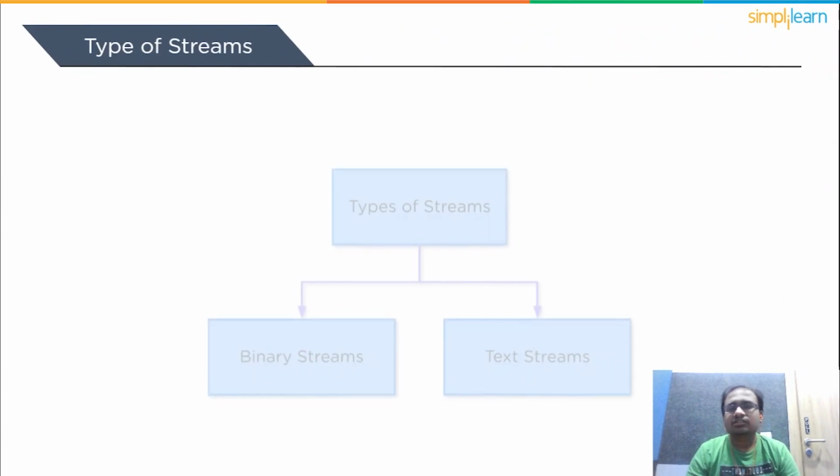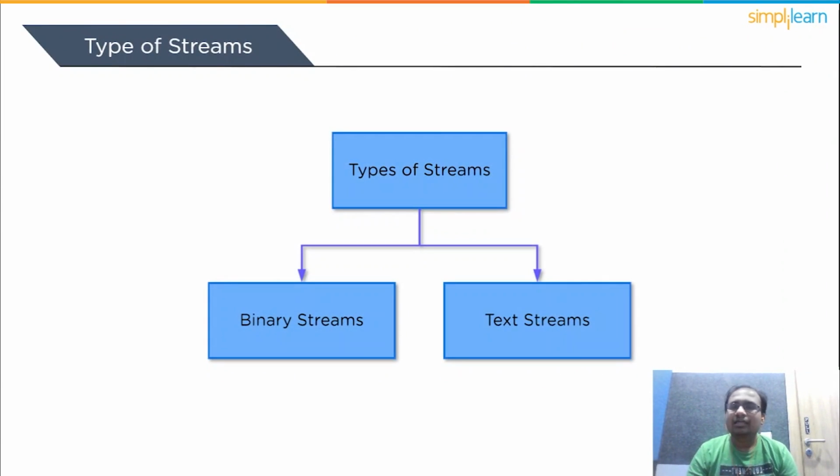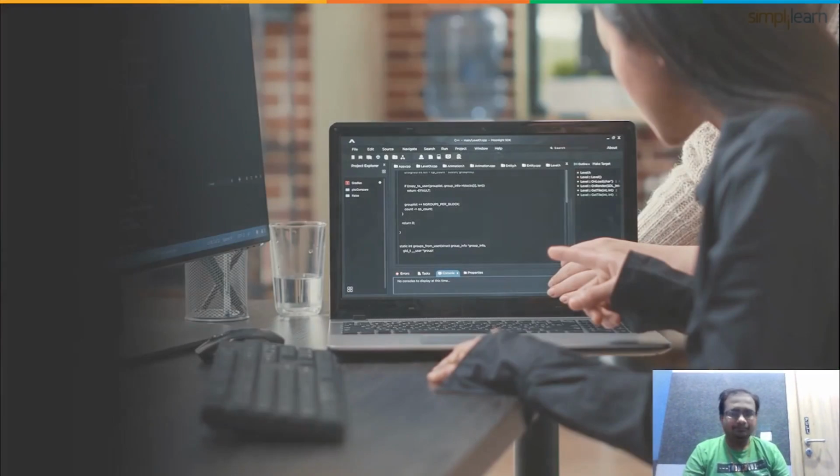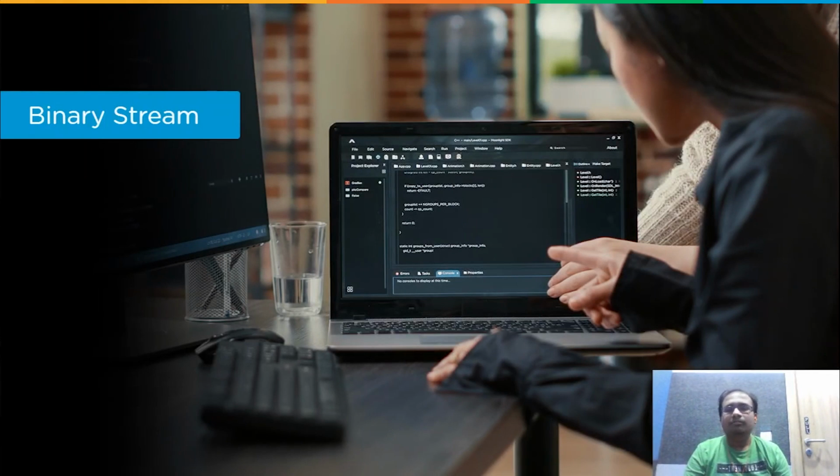Next, let's go over the types of stream. There are two types of streams defined. First, we have binary streams. Then, we have text streams. Let's discuss them in detail. First, let's have a look at binary streams.